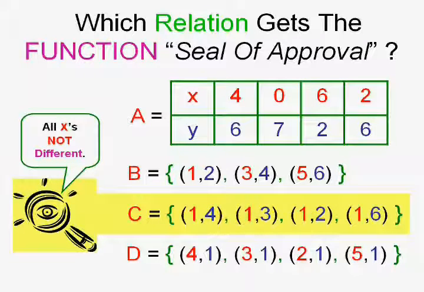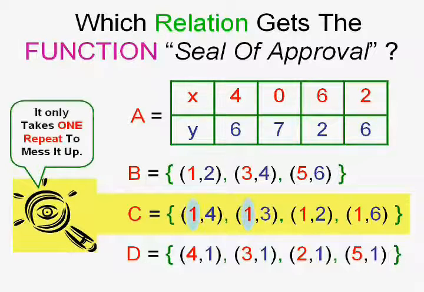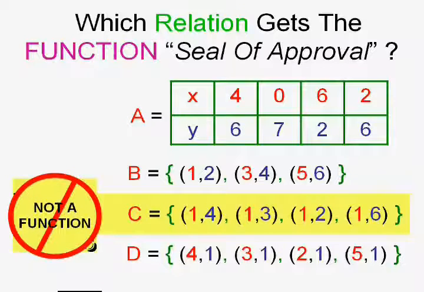In C, wait a minute, all the x's are not different. In fact, in this case, they're really not different. They're all the same. The number 1 gets mapped to various answers. 1 gets mapped to 4, 1 gets mapped to 3. And it only takes one repeat to mess it up. So while this is a relation, it is not a function.